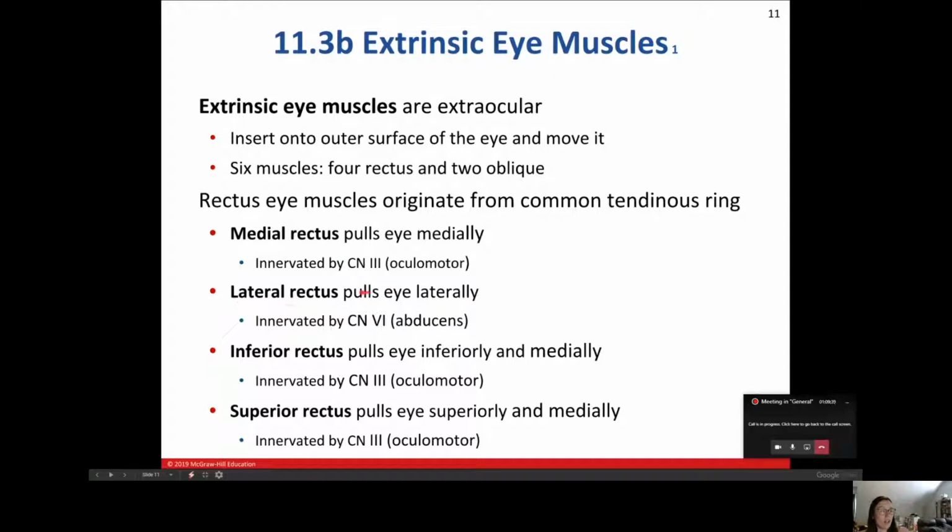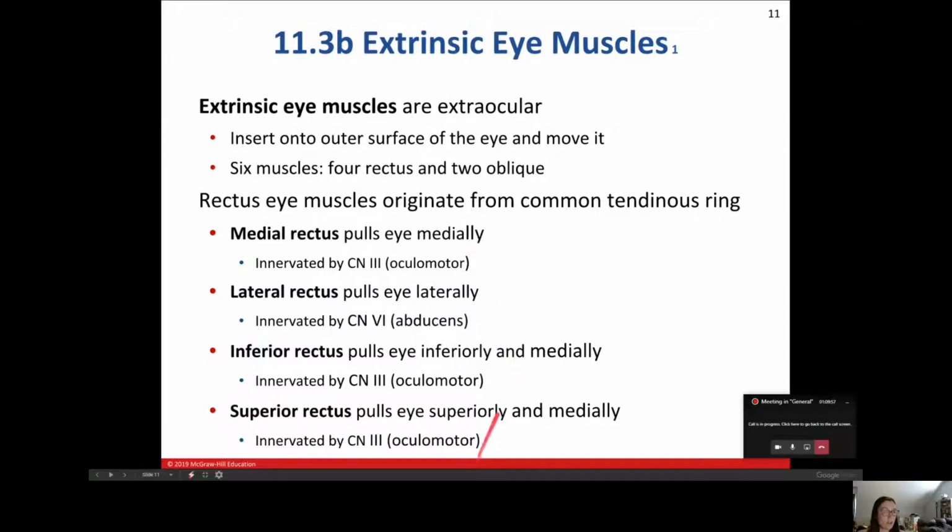The lateral rectus is located on the lateral side of the eye. It goes straight back and it pulls the eye laterally, and it's innervated by cranial nerve 6, the abducens. The inferior rectus is located on the inferior portion, and it pulls the eye inferiorly and a little bit medially. And it's innervated by cranial nerve 3, the oculomotor nerve. The superior rectus pulls the eye superior and medially, and it's located on the superior and goes straight back. It's also innervated by cranial nerve 3, the oculomotor.